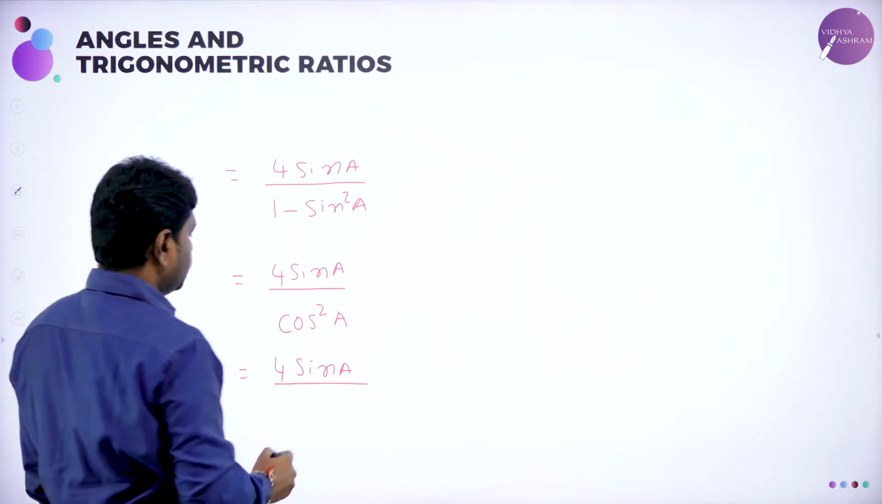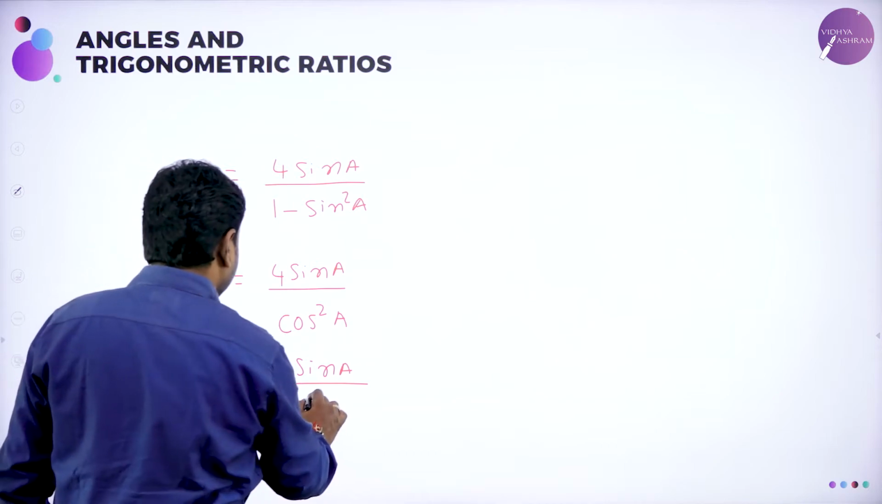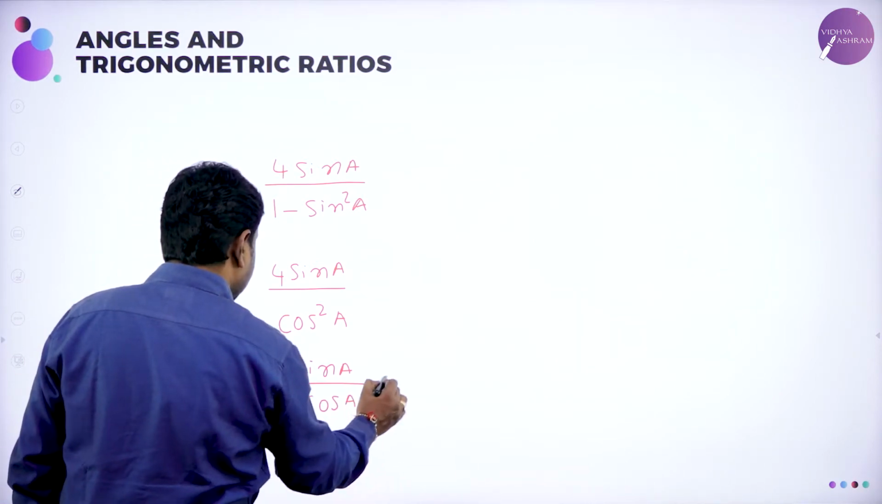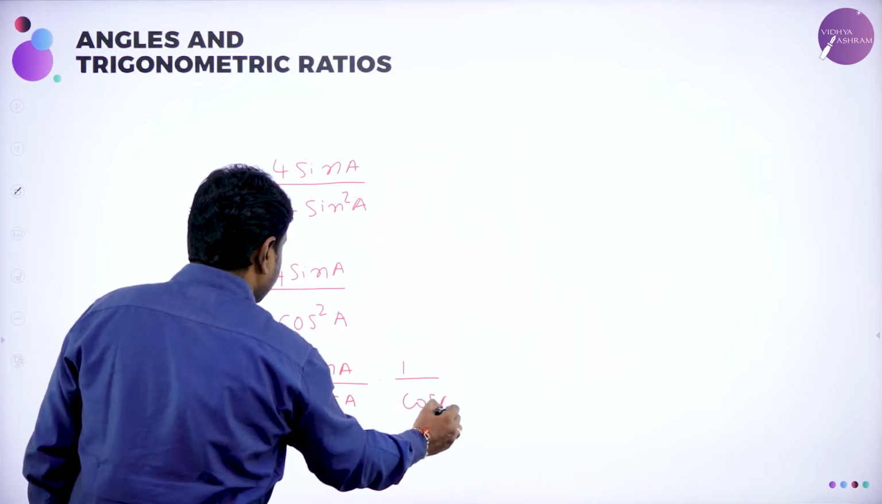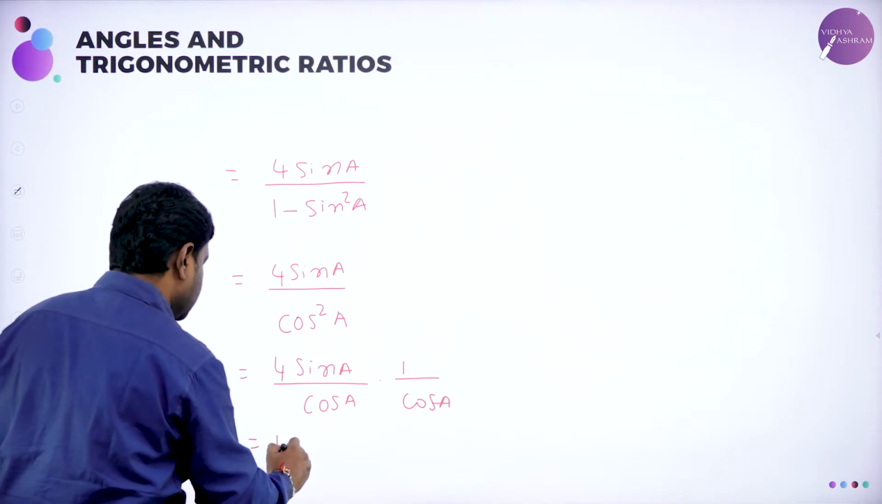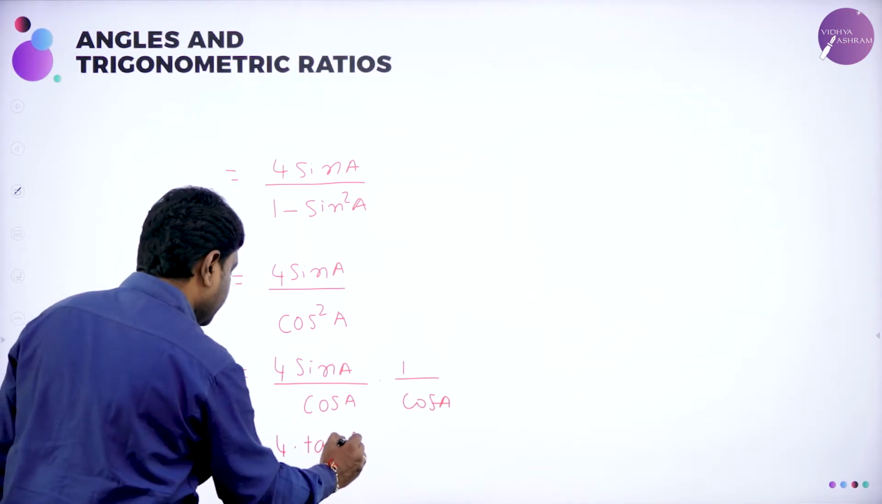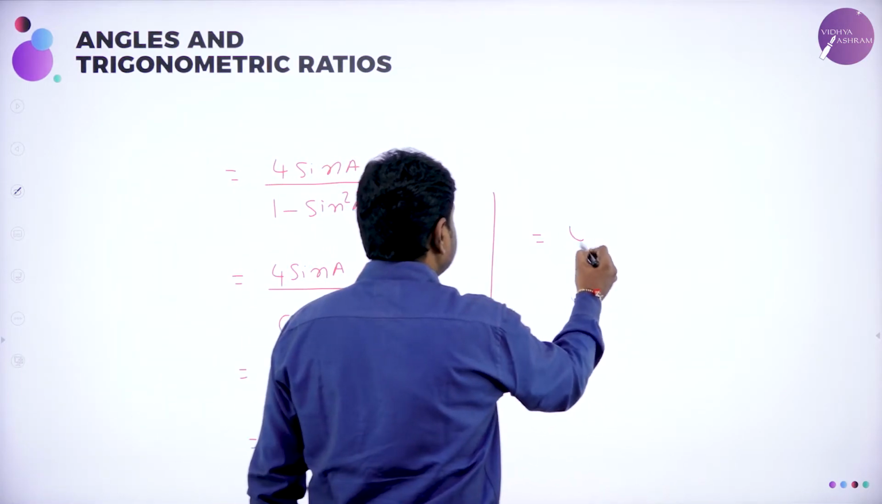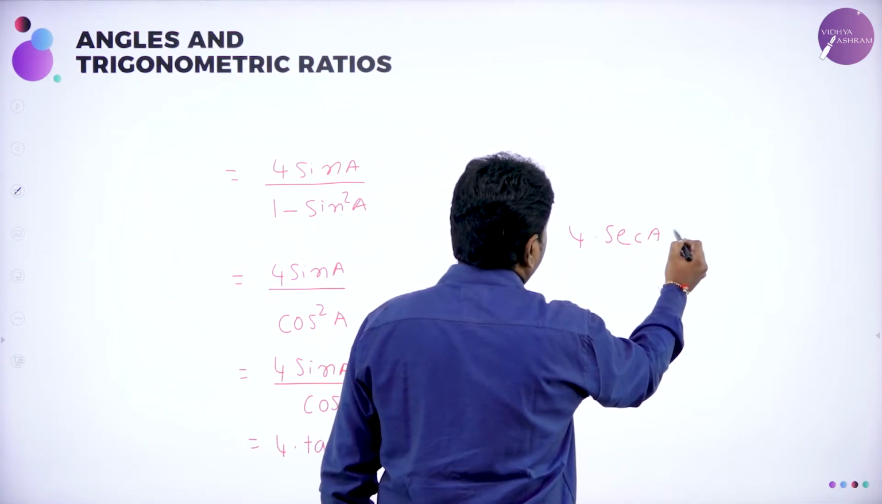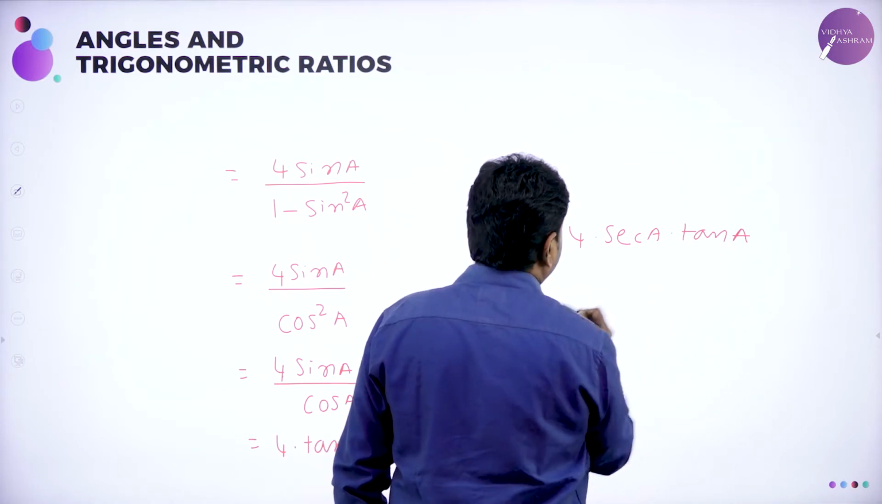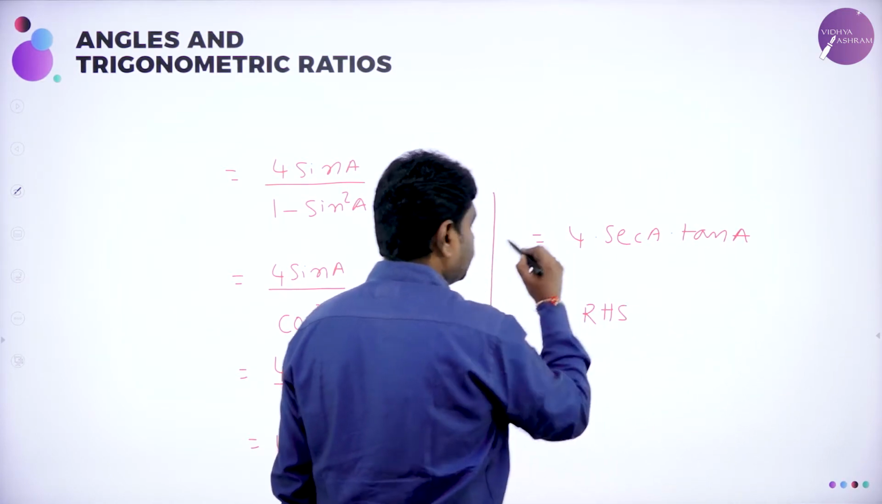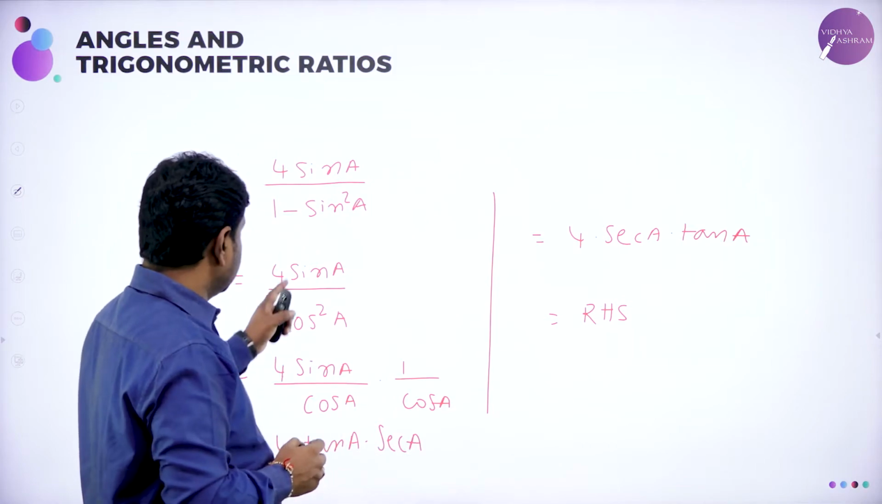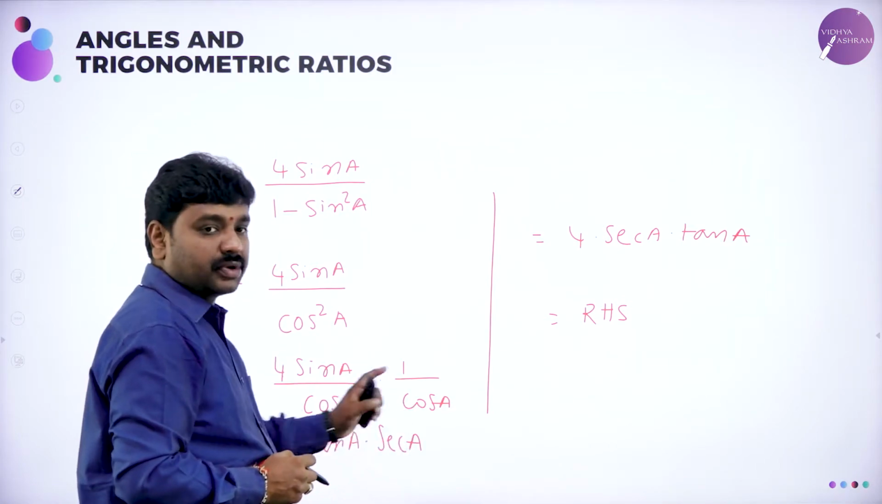4 sin A divided by cos square A. Can I write it as 1 by cos A into 1 by cos A? 4, let it be. Sin A by cos A is tan A and 1 by cos A is secant A. That is 4 times. They wanted to prove secant A into tan A or tan A into secant A, one and the same. This is your RHS. Here splitting this cos square as cos into cos is important.